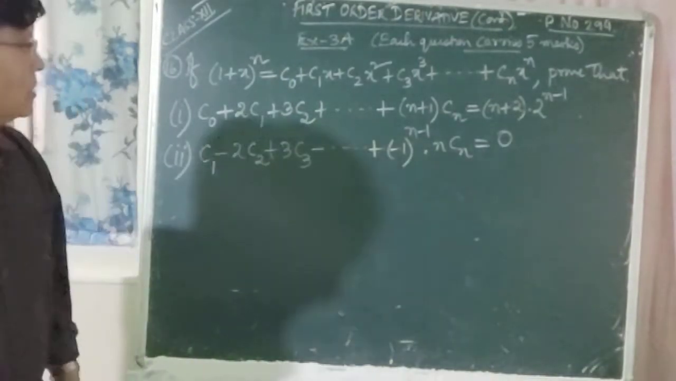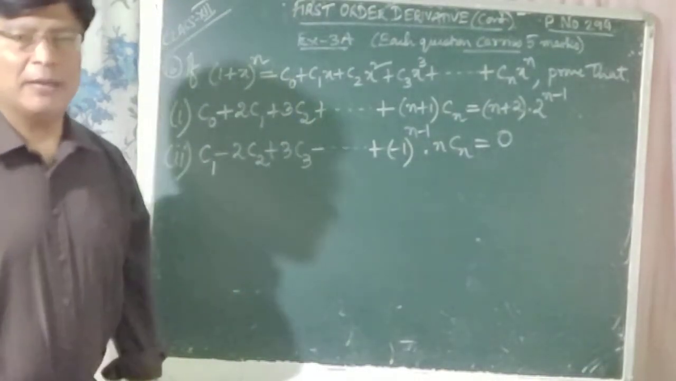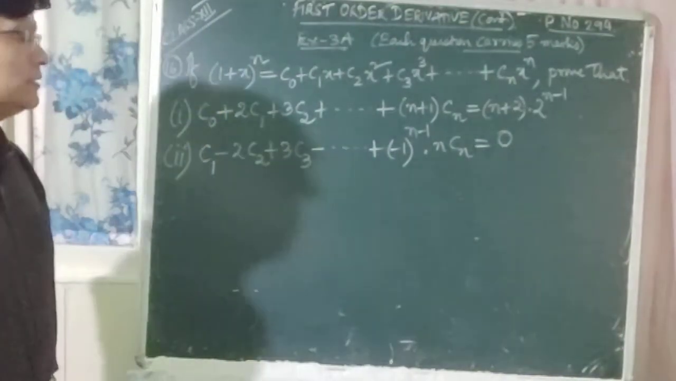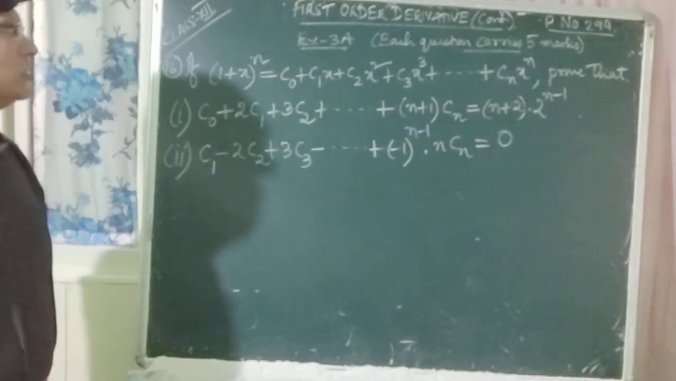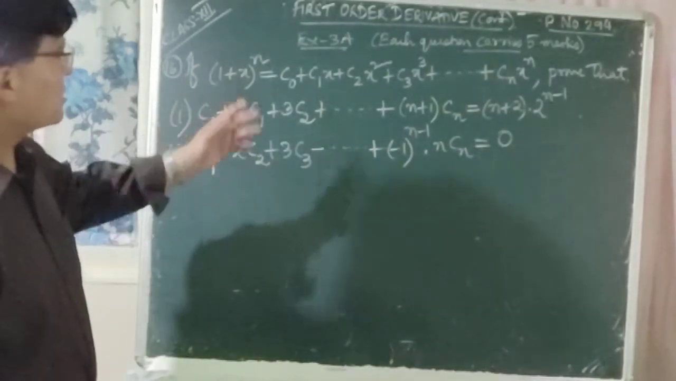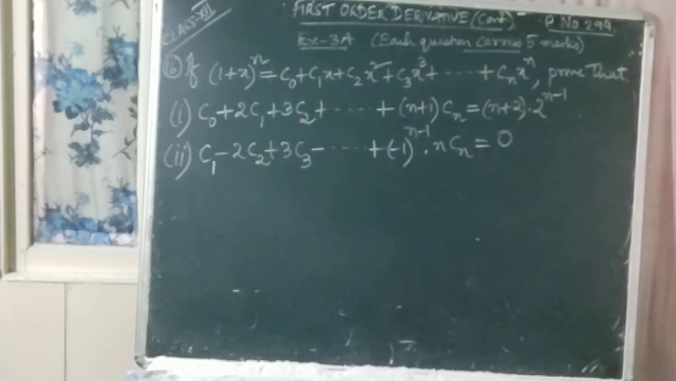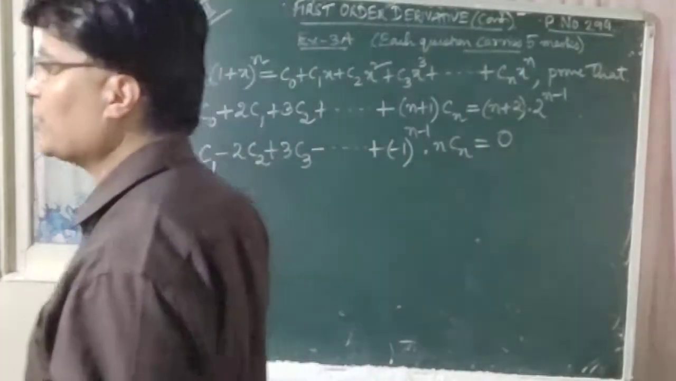Hello students. So today I am doing class for class 12. The topic is the same topic, that is first order derivative. This is also the continuation class. Same exercise 3A. Each question carries 5 marks. That is from page number 294. Right? So now question number 16.